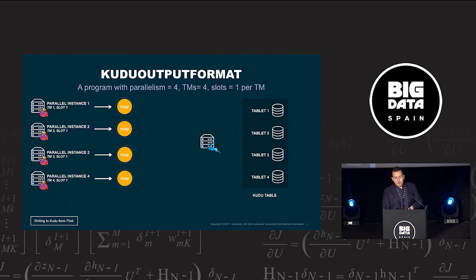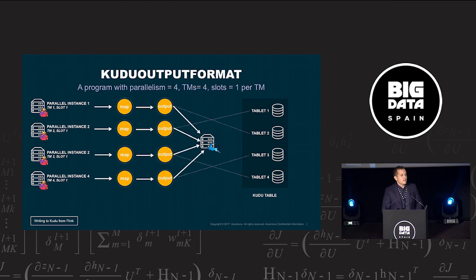So this is what is happening when we use the Kudu output format. After calling map and the output, each instance creates a Kudu client and writes data in parallel, okay, to a specific partition.